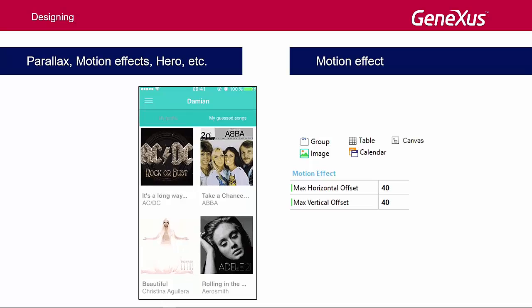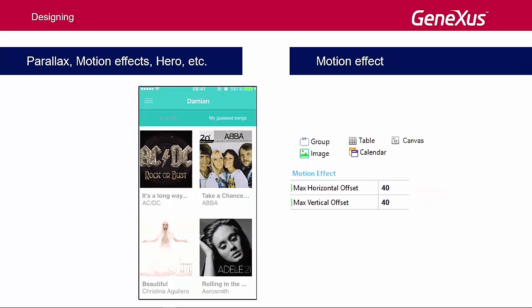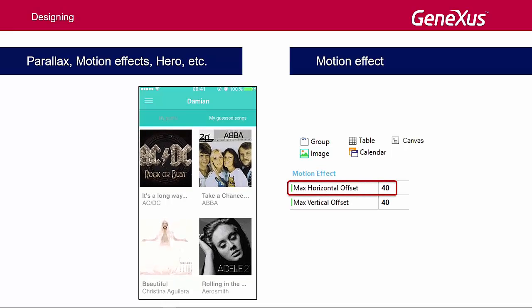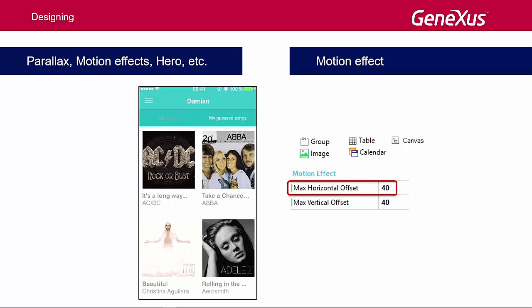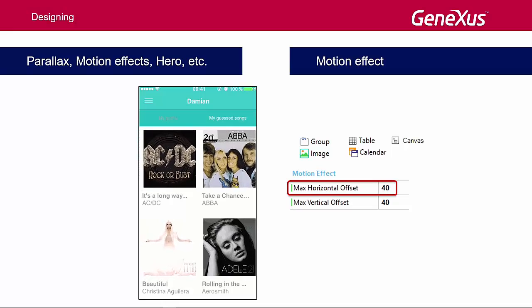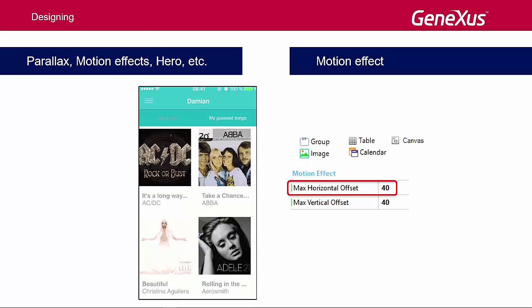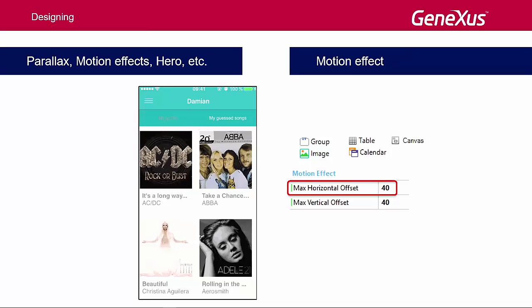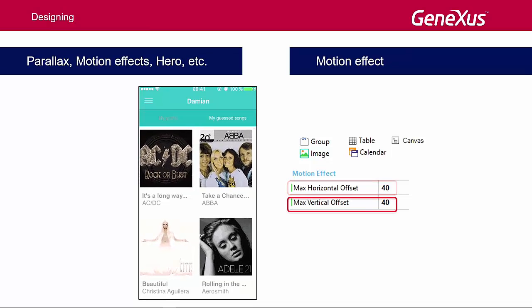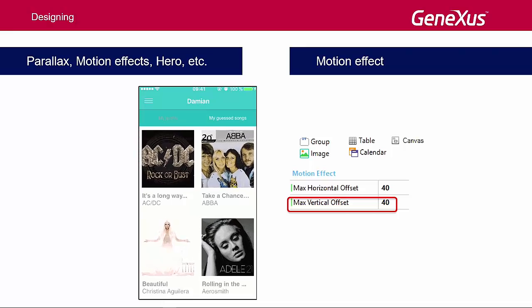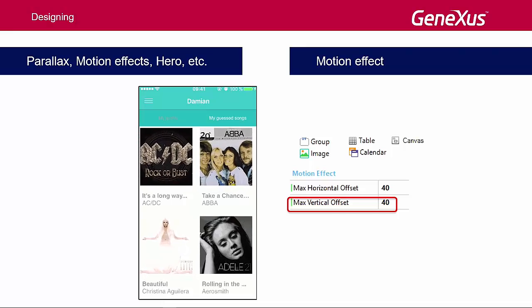To achieve the movement effect, the properties max horizontal offset and max vertical offset are used. The max horizontal offset property indicates the maximum offset that the control can reach when the user tilts the device horizontally to the right or to the left. It's interpreted as a movement factor. The greater the value, the greater the movement. Likewise, the max vertical offset property indicates the maximum offset of the control when the user tilts the device back or forth.